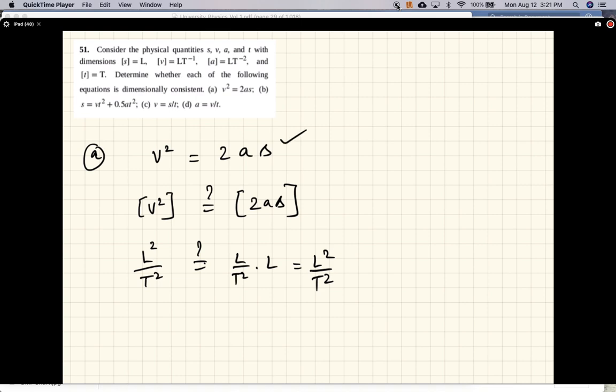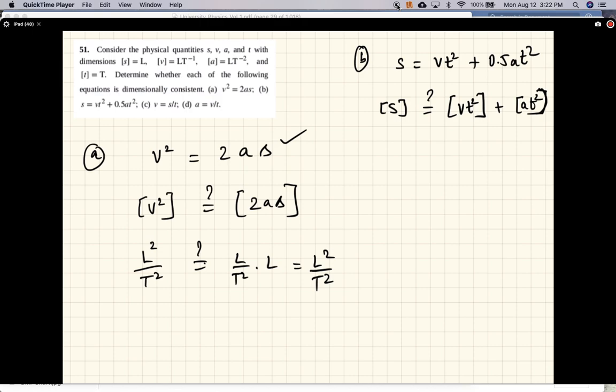All right, let's do B. So S is equal to VT squared plus half AT squared. Is the dimension of S equal to the dimension of VT squared plus the dimension of 0.5 AT squared?